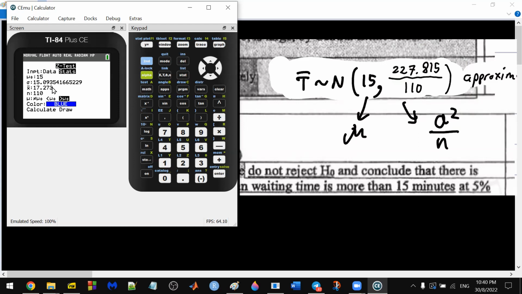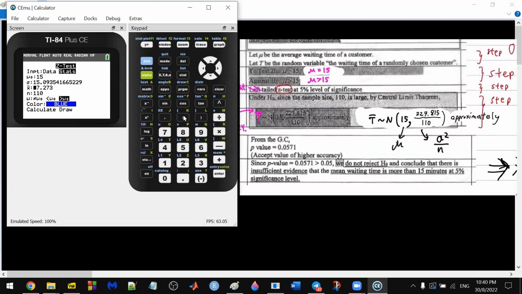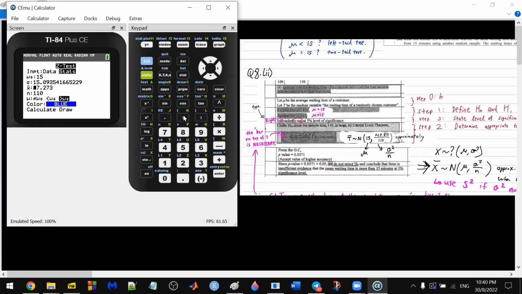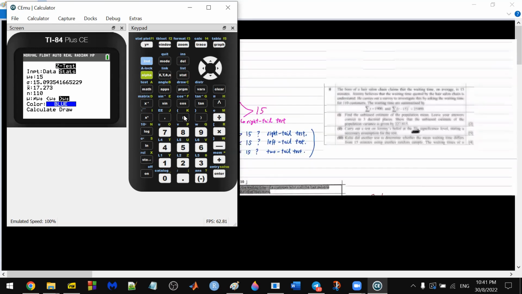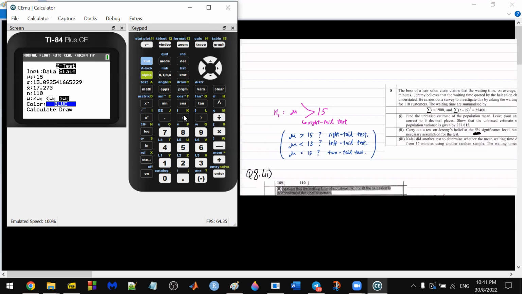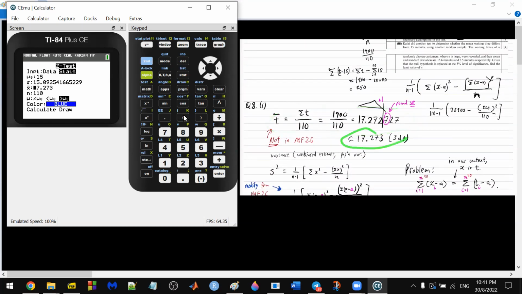All right, then the X bar 17.273. Where do you get this from? You have to go back to your question A part 1 and realize that the X bar is actually referring to the unbiased estimate of the population mean. We have already calculated it from before here, and I'm just using all the 3 decimal place value, 17.273. That's your X bar.